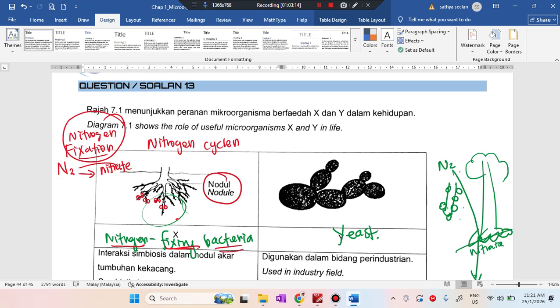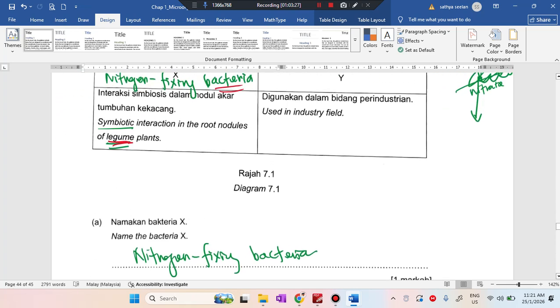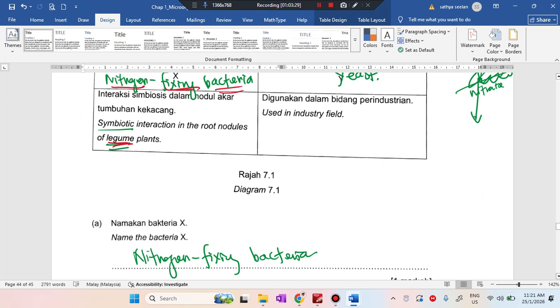What I wrote there, the one is denitrifying bacteria, the one for denitrification. That is a different process in the nitrogen cycle. The nitrogen cycle has a lot of processes inside. So the one we call is nitrogen fixing bacteria.